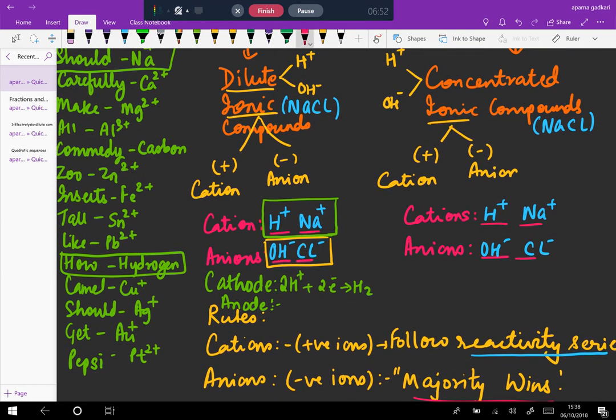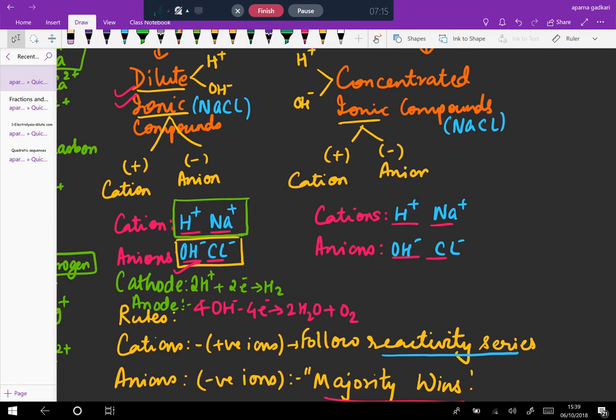Now the solution is a dilute solution. That means OH minus ions are in excess. So at the anode, 4OH minus gives 4e minus plus 2H2O plus O2. So O2 gas will be liberated. This is what will happen at the anode.